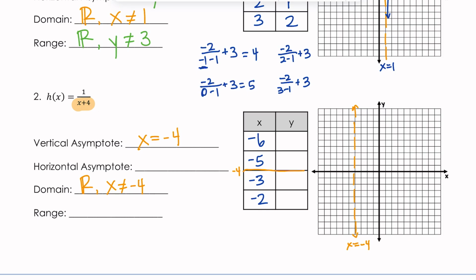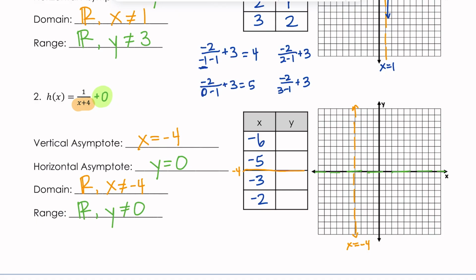Then the horizontal asymptote we found by what is being added here at the end. And in this one, we don't have anything. You can think of it as a +0 because nothing is being added. So our horizontal asymptote is the line y equals 0. And our range is all real numbers except y is not going to be 0. It's going to get closer and closer to 0, but it won't ever hit it.